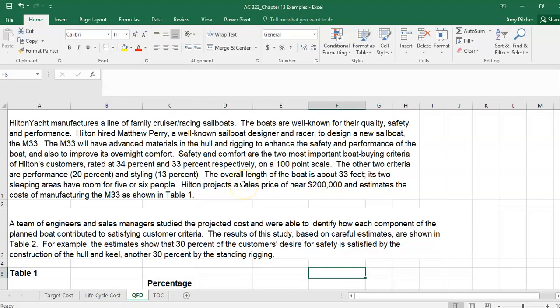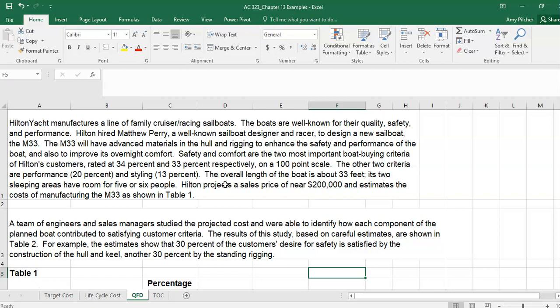In this example, we're looking at the quality function design for a sailboat. So in the quality function design, we combine value engineering with customer ratings. So we have information that our customers rate safety and comfort as the two most important things in their boat buying criteria. Their other criteria are performance and styling, and they are not as highly rated as safety and comfort.